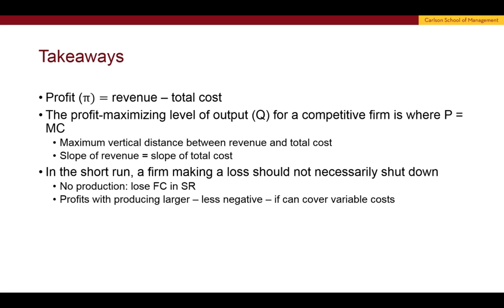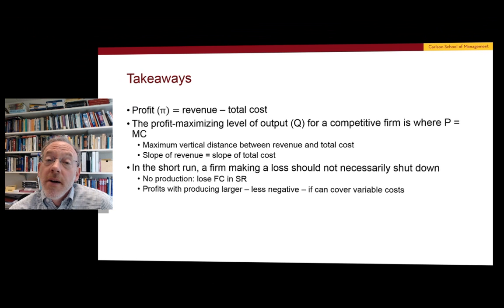So what are our takeaways from this module? Well, first of all, profit is equal to revenue minus cost. And second, the profit maximizing level of output, which we often call Q star, is the level where P equals MC for a competitive firm. It's the maximum vertical distance between revenue and cost. It's also the place where the slope of revenue equals the slope of total cost.